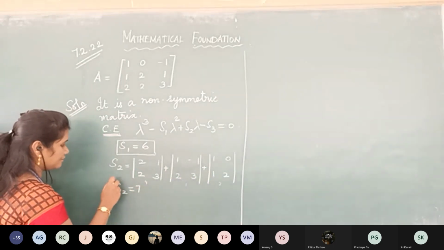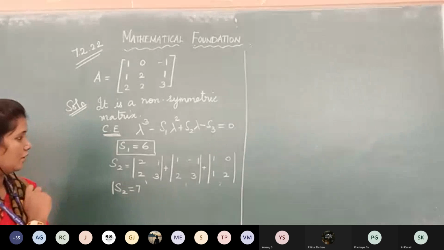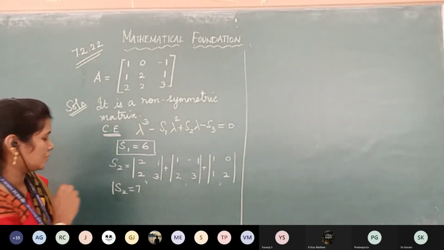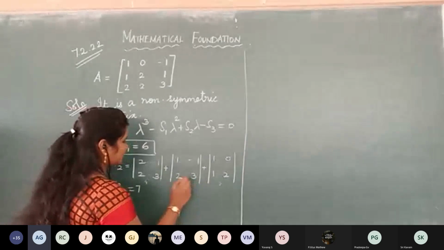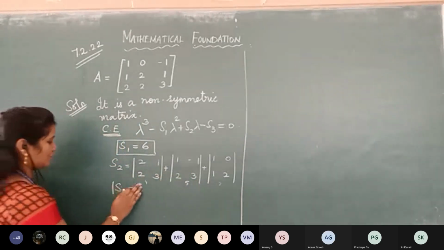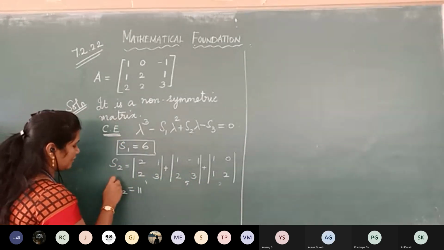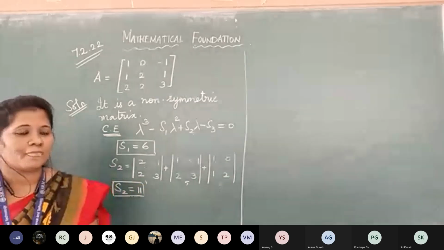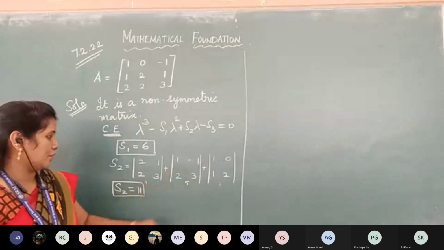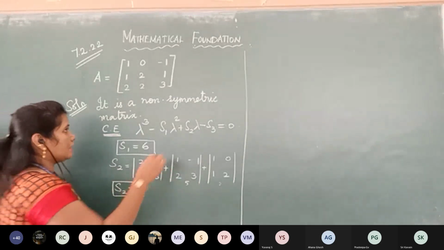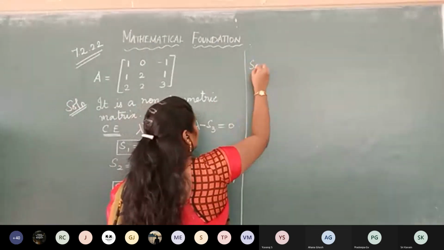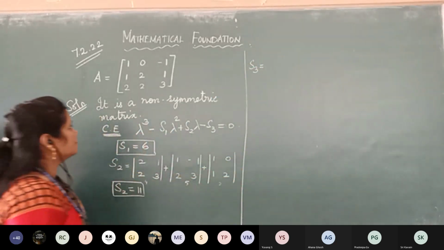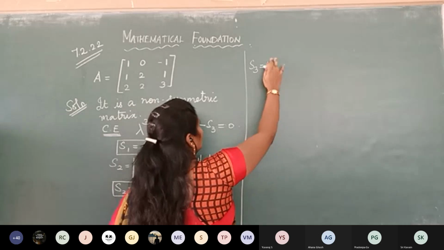So how do you get 11? This is 5, and the second diagonal is 5. So you're getting 11. Very good. S2 is 11. It's minus into minus. Then find your S3. S3 is the determinant of A. Find your S3. 6, you get 6.